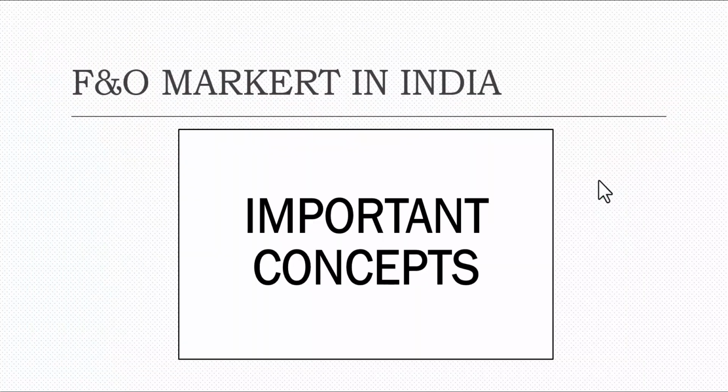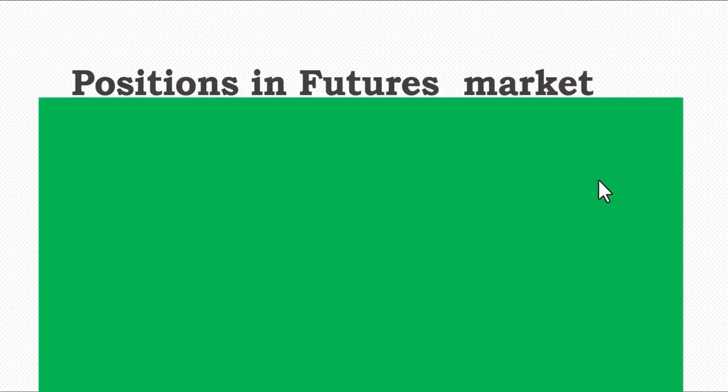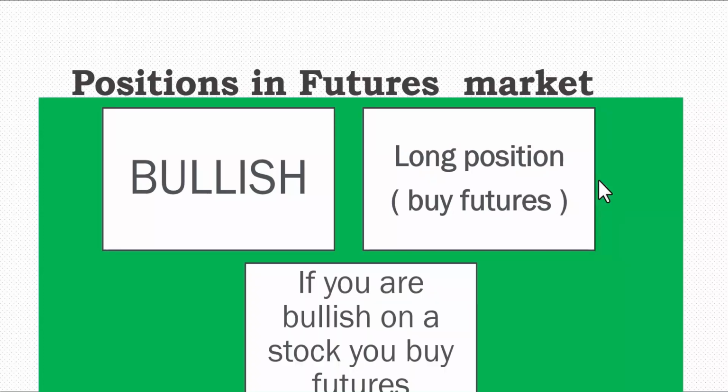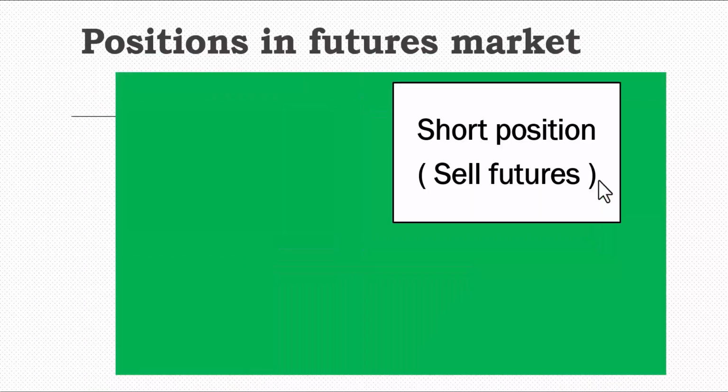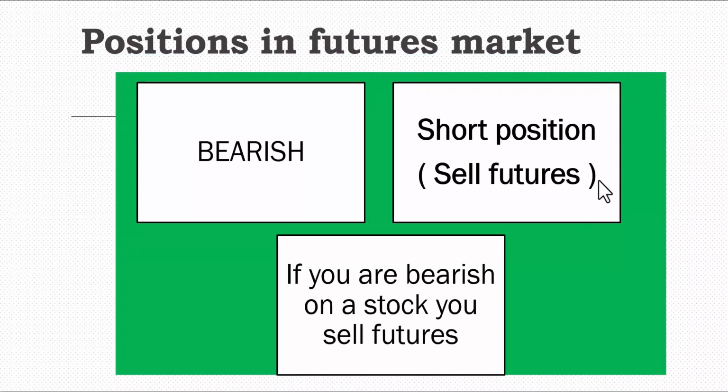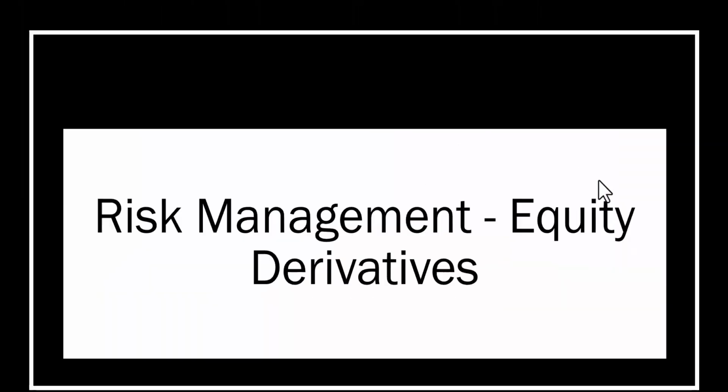So the important concepts, okay? When you are bullish, you take a long position, buy futures. We are doing only futures at the moment. If you are bullish on a stock, you buy futures. Now if you are bearish, you're going to take a short position, you're going to sell futures. So if you are bearish on a stock, sell futures.